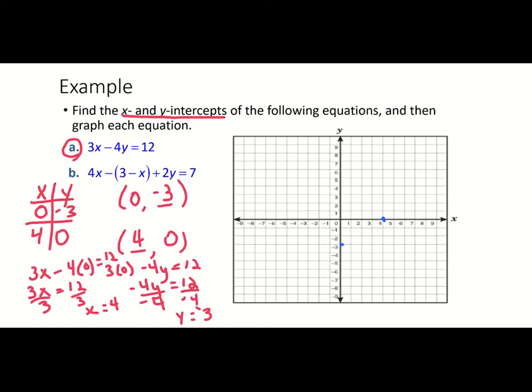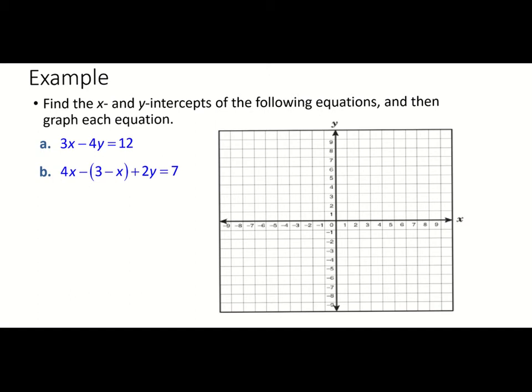And again, sometimes it's good to do a third point for insurance purposes, and you could pick the number you want because you've already done your intercepts. But on Hawks, when they say use intercepts, if you don't use the intercepts, they will mark it wrong. All right, so that's it for the first one. We're going to take a look at the second one next.